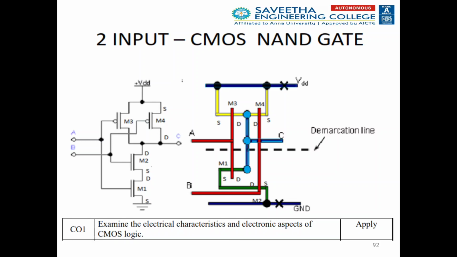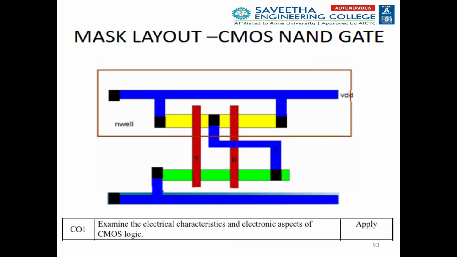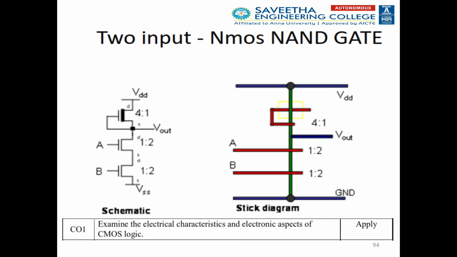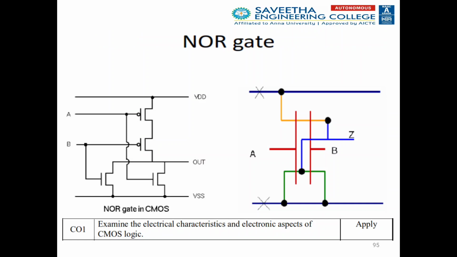If we assume that Y equals A dot B whole bar, we don't worry about the whole bar; that is denoted by the PMOS transistors, the pull up network. In the pull down network, both inputs A and B are connected in series, the dot product, and the inverse of NMOS is the PMOS transistor. As per this figure, we can verify the stick diagram of the CMOS NAND gate and the corresponding layout diagram.